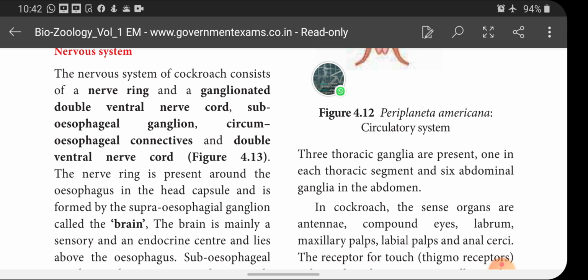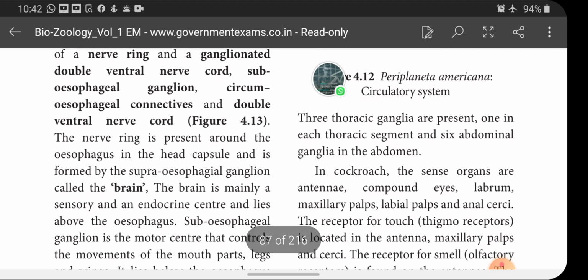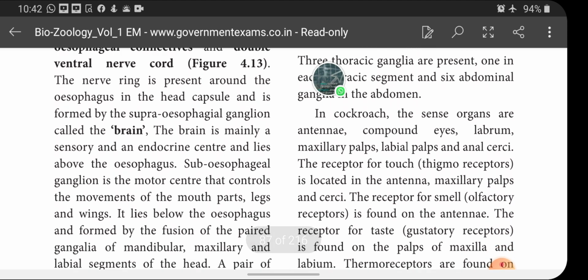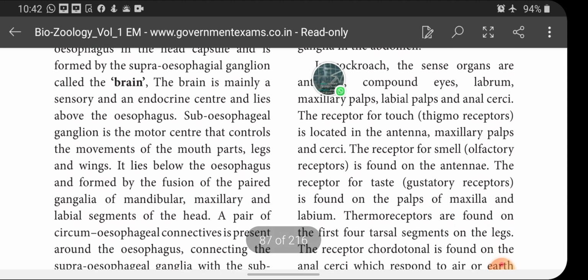The nerve ring is present around the esophagus in the head. When you see the digestive system of the cockroach, you can observe the esophageal region. Around it, the nerve ring is present in the head capsule and is formed by the supraesophageal ganglion, called the brain. The brain is mainly a sensory and an endocrine center and lies above the esophagus. It acts as both sensory and endocrine center.